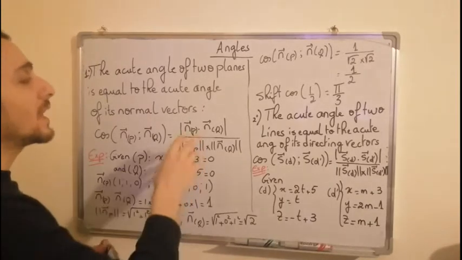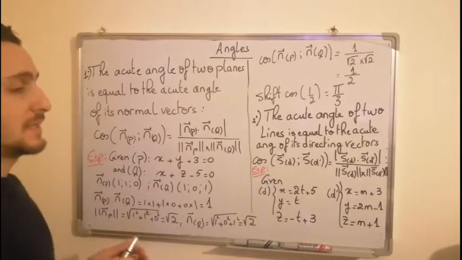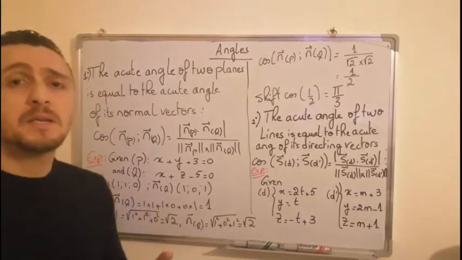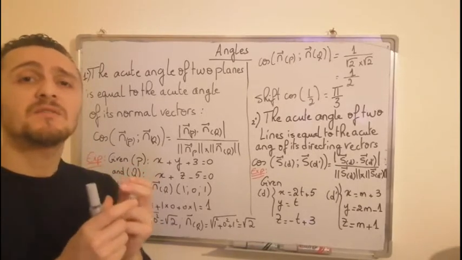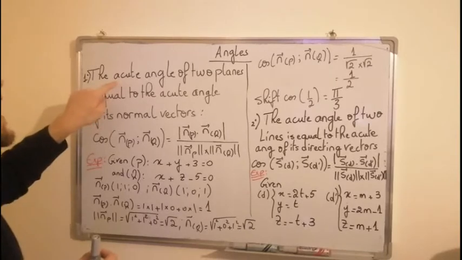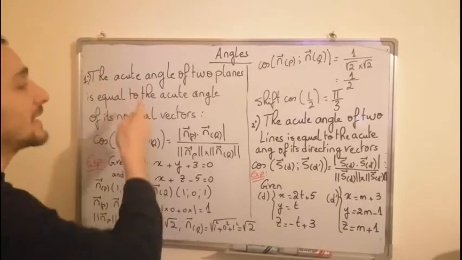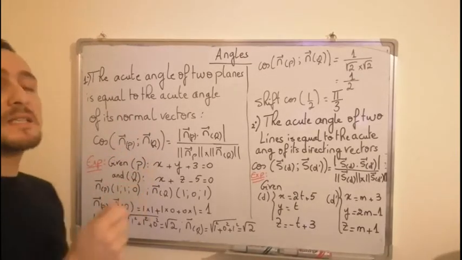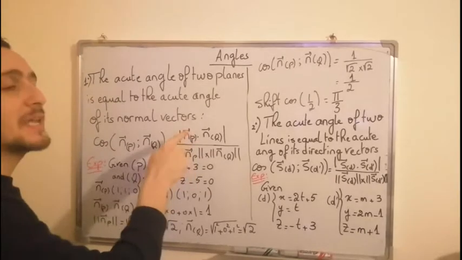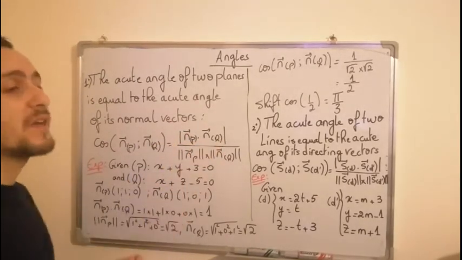Okay? Why do we have to use the absolute value? Since the scalar product is a number, it can be positive, negative, or equal to 0. And in the given, we have the acute angle. The angle is acute, so its cosine will be positive, then its scalar product will be positive, so we have to use the absolute value.